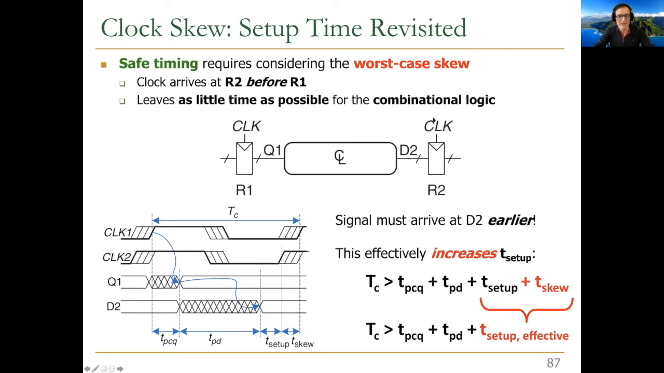Okay. Now, if the clock arrived earlier at R1 than at R2, this would not be a problem, right? Now you have more time in the combinational logic, so setup time would not be a problem, but your hold time may be a problem in that case, right? Because now you're much faster over here and you're slower over here in terms of when the clock arrives. Okay, so basically you need to take this into account.